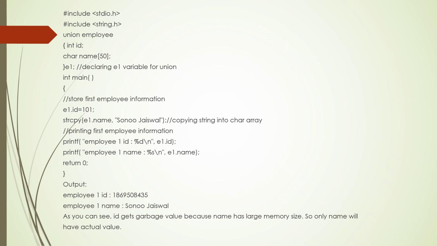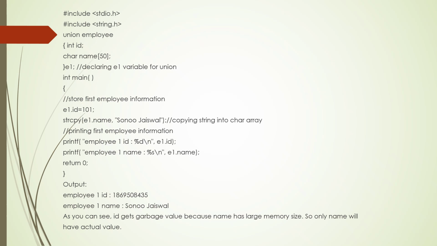Not only advantages, we have disadvantages also in unions. The first one: only one member can hold a value at a time. That means storing a value in one member overrides the previous data. Next, risk of data loss. If not used carefully, accessing the wrong member can lead to incorrect results. Third, harder to debug. Because of shared memory, tracking errors becomes more difficult. And the fourth one, less intuitive. Beginners may find unions confusing compared to structures.